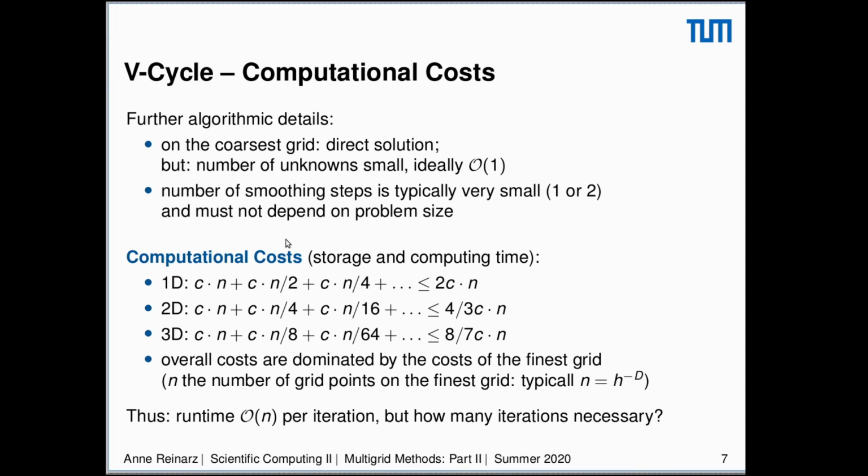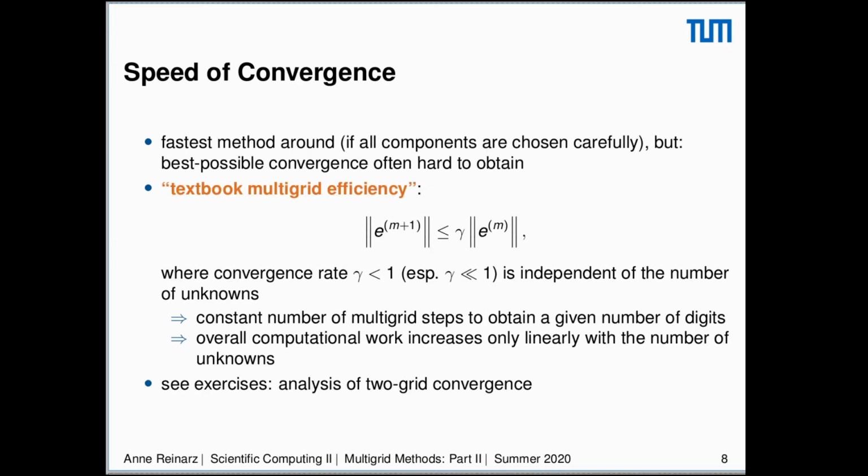But for multigrid, we can actually show that usually the number of iterations is very low, or in fact constant. So in fact, if you're solving sparse systems of equations, linear sparse systems of equations, multigrid is basically the fastest method around. There's a lot of different variations on multigrid, and they get used a lot in practice. But the best possible convergence is often hard to obtain.